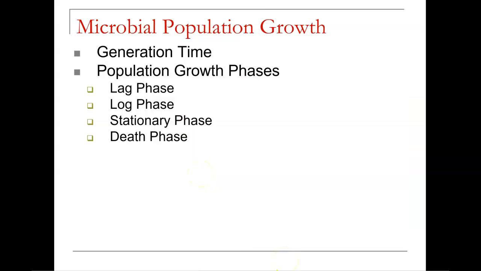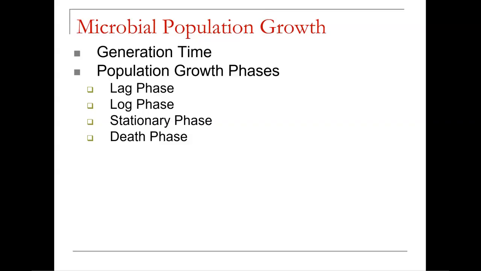After the lag phase, we go into what's known as the log phase. Here we have a significant increase in the number of cells. The cell numbers are increasing exponentially, and they are metabolically active. So we now have metabolically active cells that are eating and growing and reproducing.